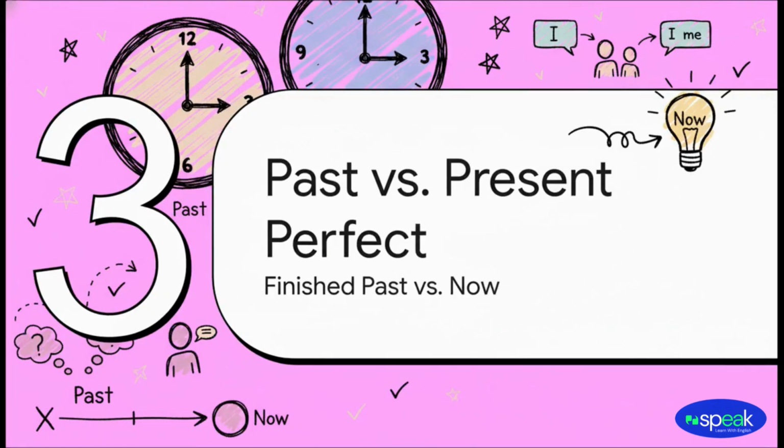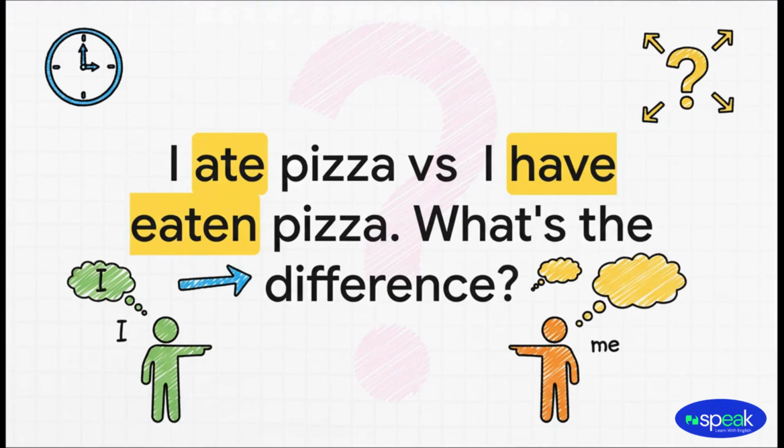Okay, buckle up, because this next one is probably one of the toughest concepts for English learners. The past simple and the present perfect. They both talk about the past, but there's this tiny but absolutely crucial difference in how they connect to right now. So let's look at this classic example.